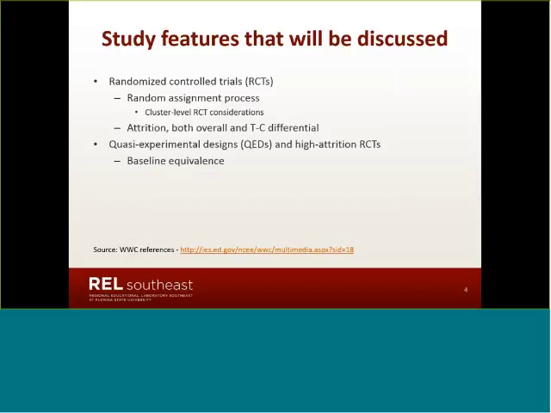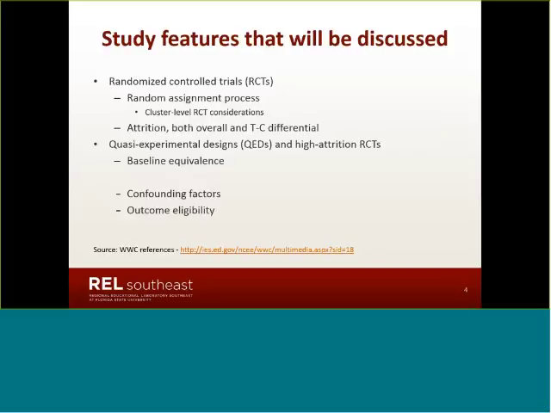But for RCTs, we'll also talk about the random assignment process and what researchers can do to strengthen that process to meet WWC standards. And also in cluster level RCTs, those where schools, for example, are randomly assigned to a treatment or control group, and then individuals within those schools, such as teachers or students, are then analyzed. There we'll talk about the kinds of consistency between designs and analyses that the WWC looks for.